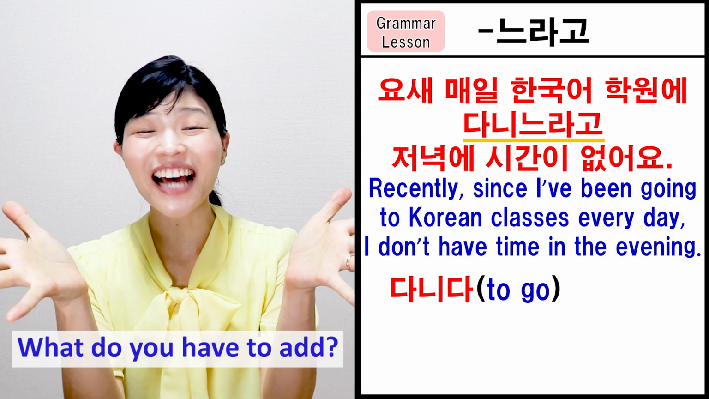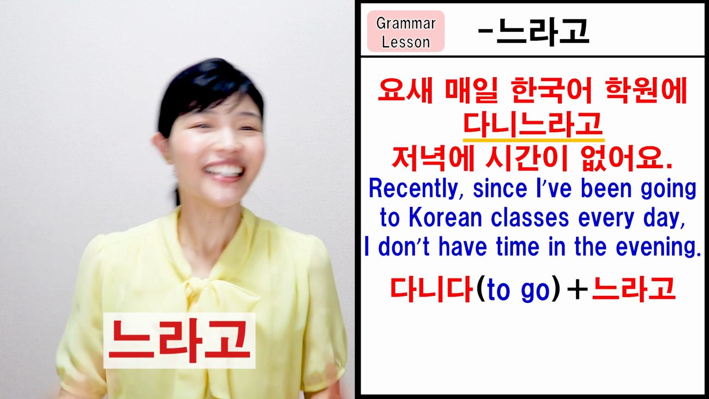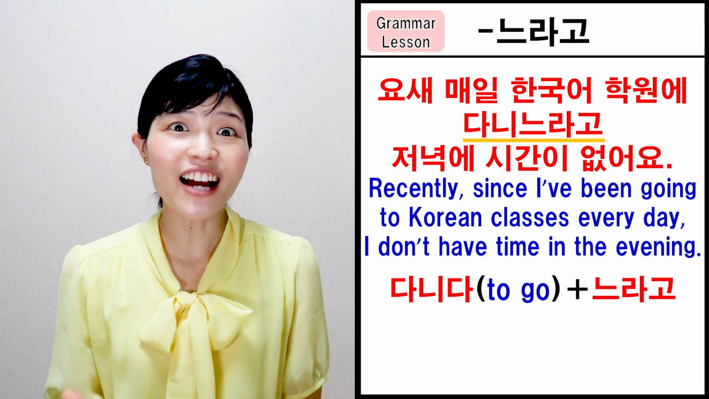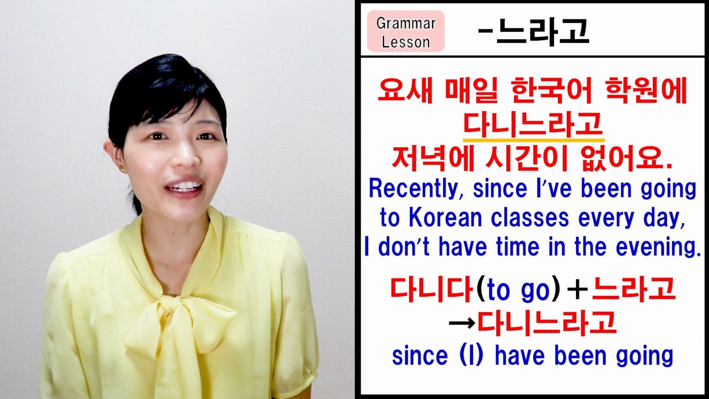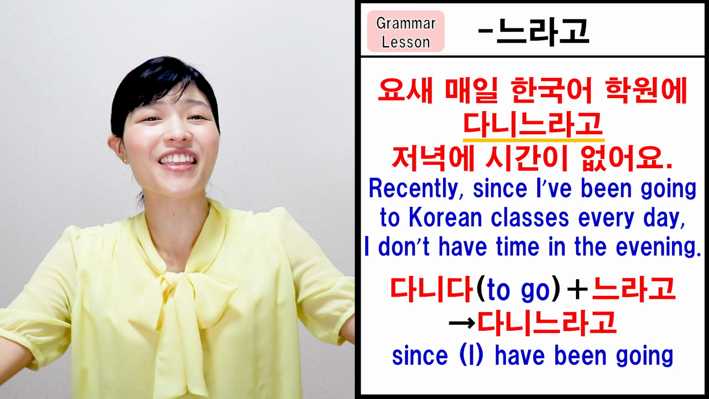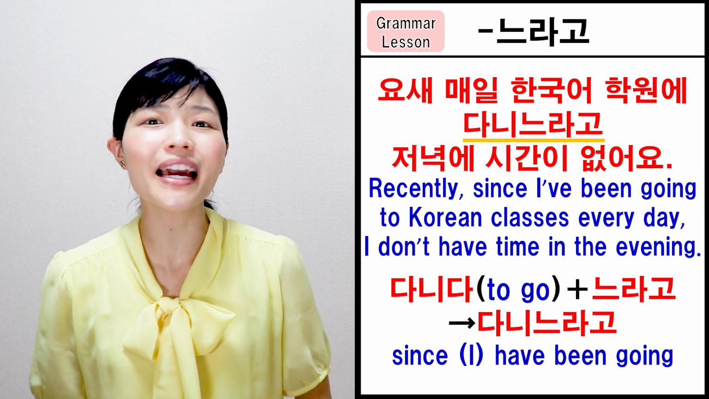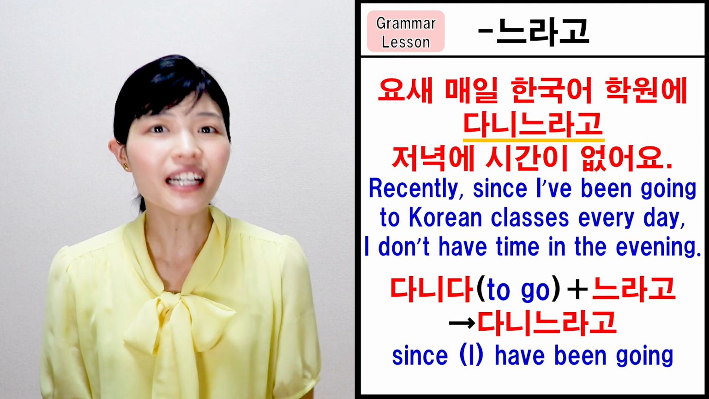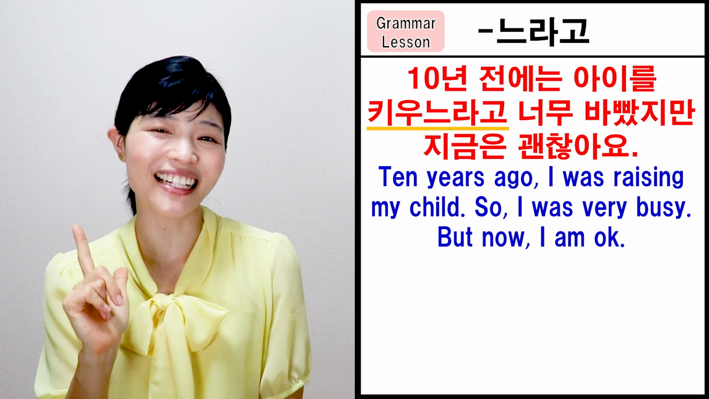So, what do you have to add? 3, 2, 1, 느라고! Yes! You add 느라고 to make 다니느라고. Since I have been going to Korean class is such a positive thing, right? But if you don't have time in the evening, that could be a negative consequence. Therefore, you use 느라고. Okay? Now, let's read the next sentence.